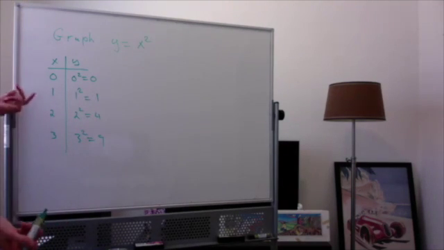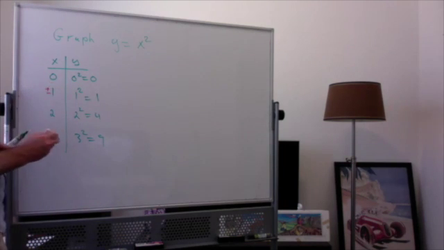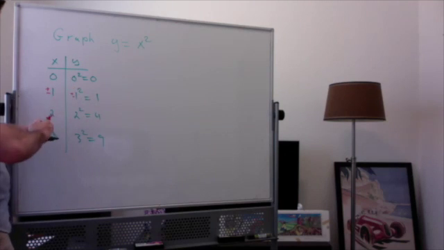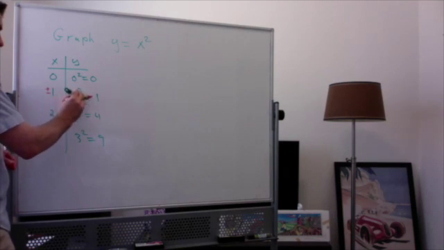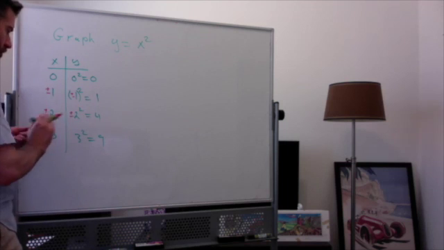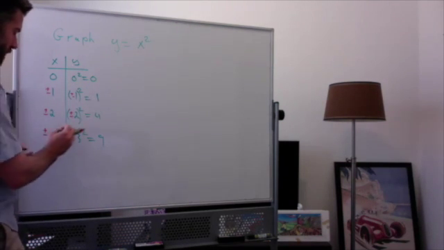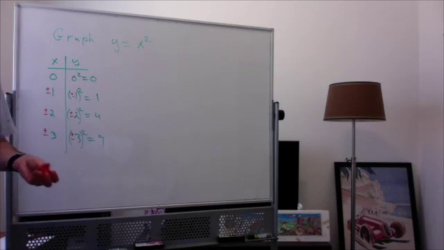And actually, x can be positive or negative and still get the same result. So x could be plus or minus 1, and plus or minus 1 quantity squared would equal 1. If x was plus or minus 2, then plus or minus 2 quantity squared would be 4. Either way, when you square a positive or a negative number, you get a positive result. So here's what the graph looks like.